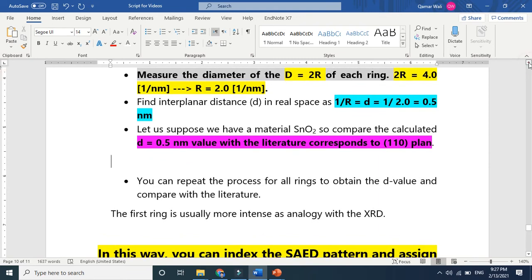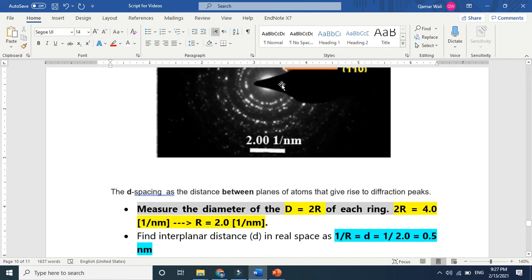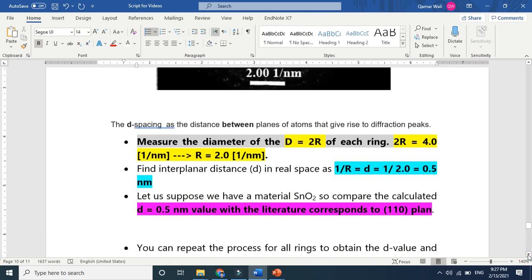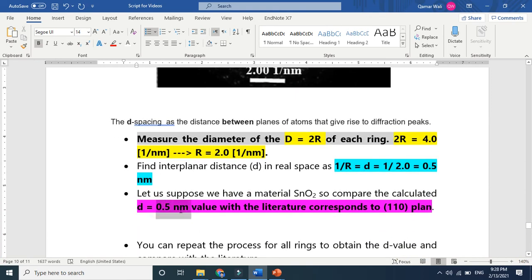Look here, we just measure the diameter of the ring, and it is in reciprocal lattice, and from there we find the radius. There is a relation between the reciprocal lattice and real lattice. This R is basically the distance between the planes in reciprocal lattice. This D is when we are talking about the real lattice. We are not talking about the reciprocal lattice, so this is the real distance between the two planes. There is the relation, so once we know R, we can easily find D. Now we got the D value. D value is 0.5 nanometer.